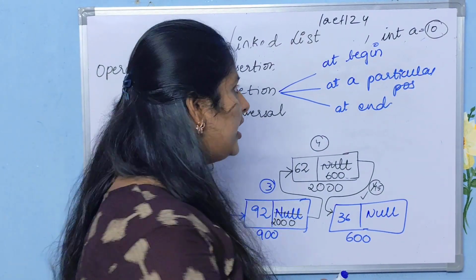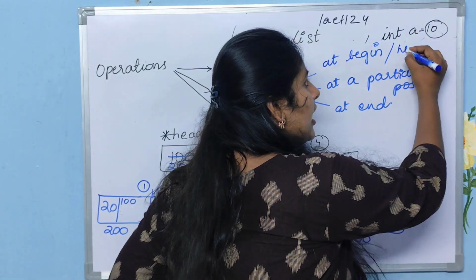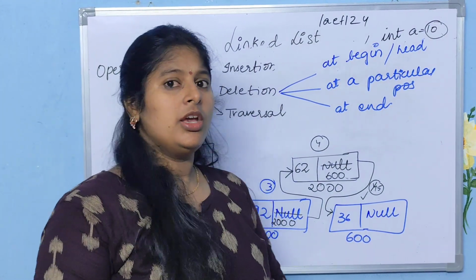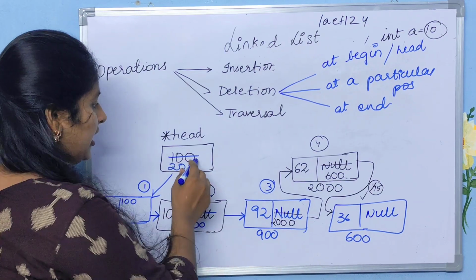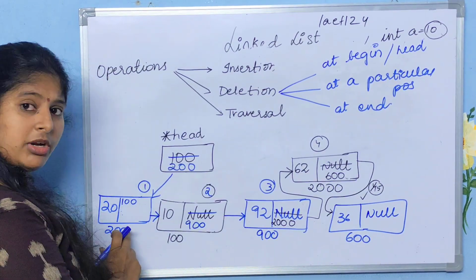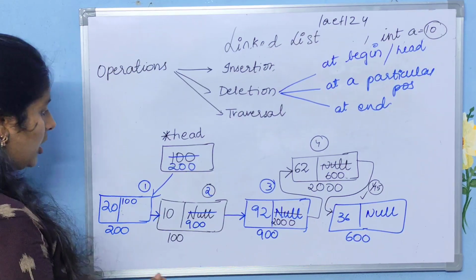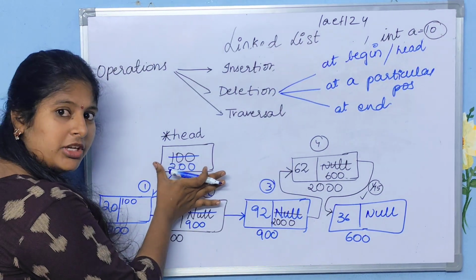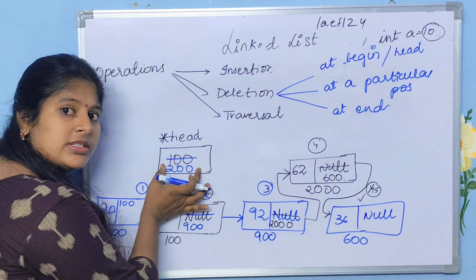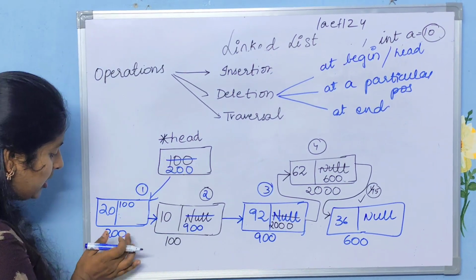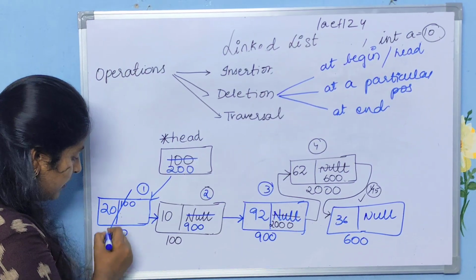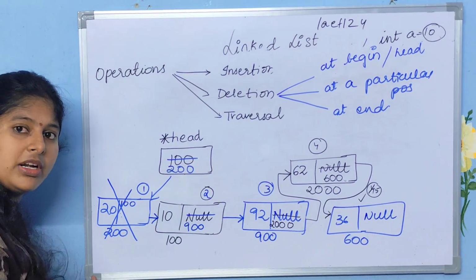I've already said that beginning can be called as head position. So now if you want to delete an element at the beginning, you have to go to the head position. My head position is containing 200 address, right? What is my 200 element here? So now with the help of my head pointer, I have 200 in this head pointer, so I will go to this element. What is my element over here? My element is 20 and I will be deleting this complete part.